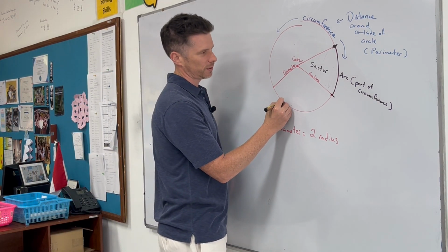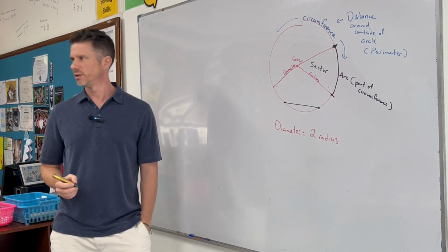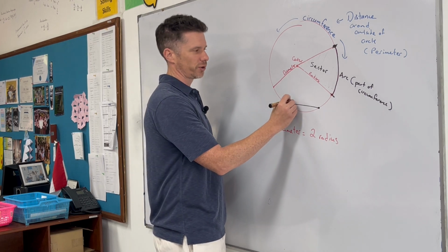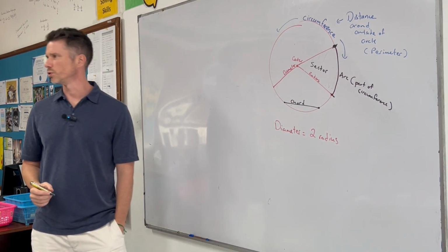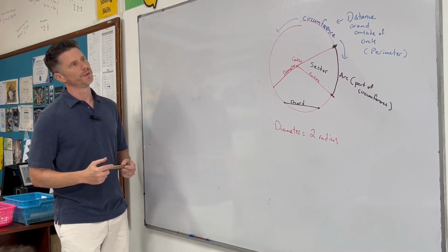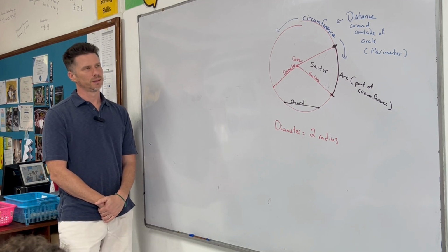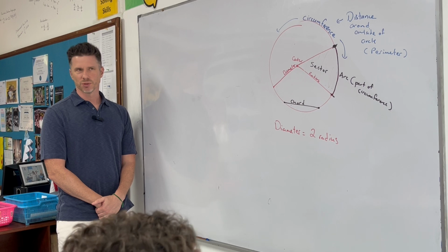Also, we'll do one more maybe. If I have a line that doesn't go through the center of the circle, it has a name as well. It's called a chord. It doesn't go through the center of a circle, it just goes from side to side of a circle, but not through the center. That is something called a chord. All right, so that's the main names of a circle.